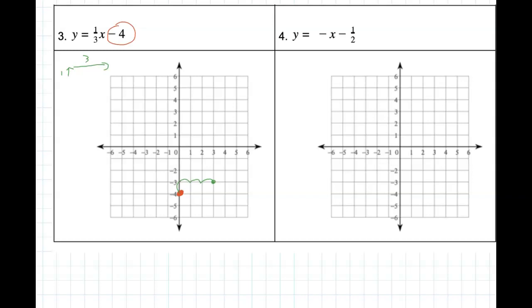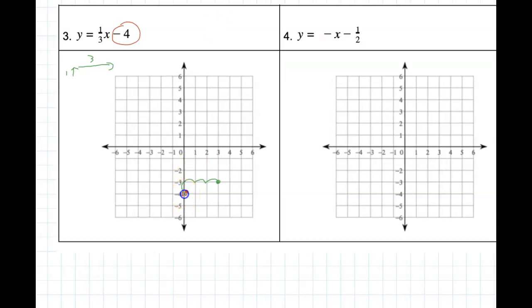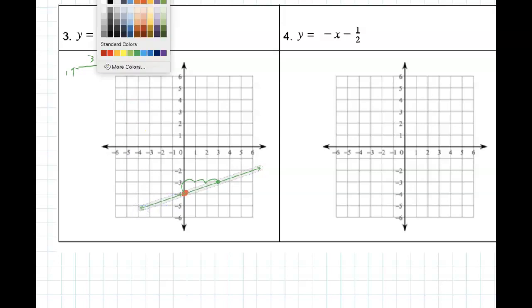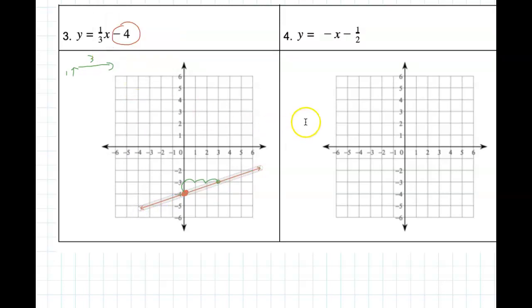So let's insert a line here. I can just keep that going there, and I'll make that one red again. All right, that looks good. And one more. This one is a little bit tricky because we have a y-intercept that is a fractional value. That could be tricky, but not too bad. So let's see. What's our y-intercept? It's just -1/2. So it's right here. This is 1, so it's right here.